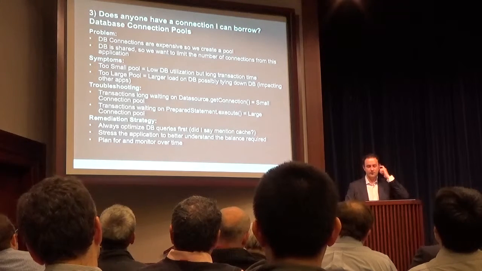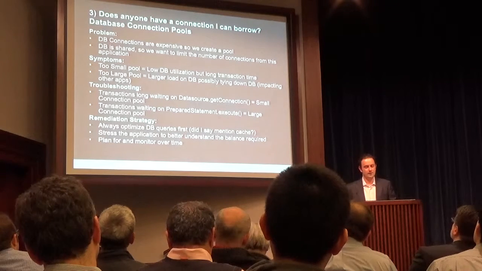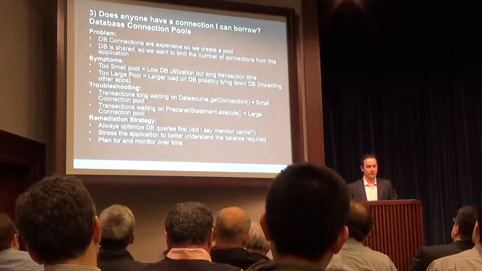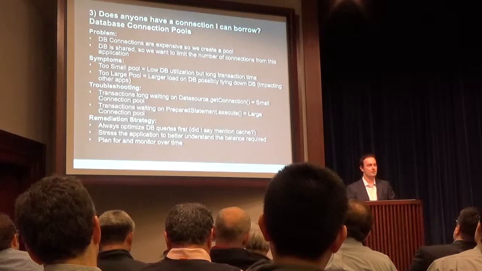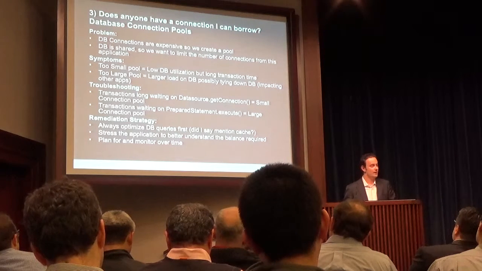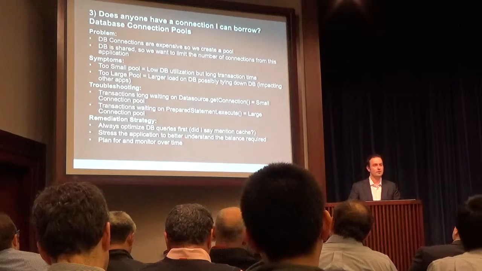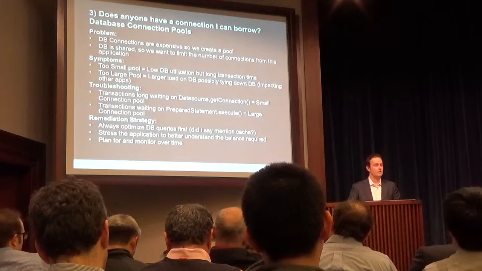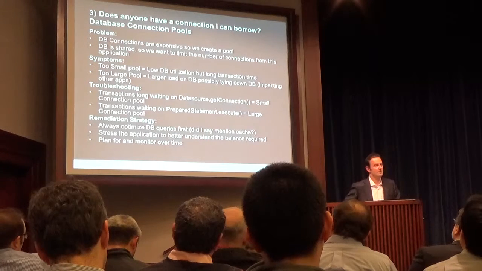One of the things I've found in my experience is that if you see a DataSource.getConnection taking long, that means you're biased towards a small connection pool. Whereas if you see a PreparedStatement.execute that's taking long, that means you have a large connection pool, right? So if you're trying to get a connection and you can't, that means you're out of connections in the pool. If you're trying to execute your statement and you're waiting, that's the other part. So the remediation strategy, that's a tough one, right? You obviously want to optimize your queries in your database, and you do want to stress your application to understand where the bias really sits. I'd say it's a science, but it does require a little trial and error.